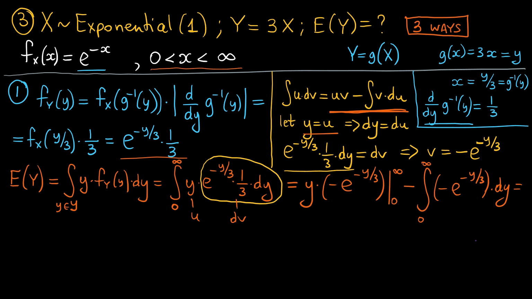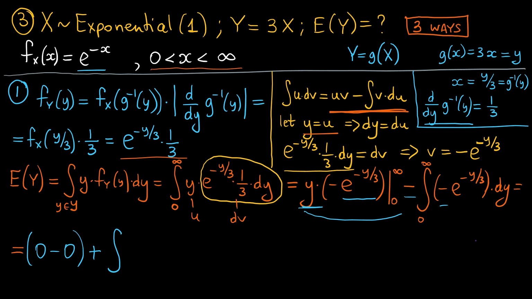And now let's see what we get. So this first one here is very straightforward, because as y goes to infinity, e to the power minus y over 3 will go to 0. So we'll get a 0 for that. And minus, when y takes on the value 0, this whole expression will be 0. Okay. Minus now the second one. Notice we got a minus in front here and a minus inside the integral, which will give us a plus. So I'll just write it as a plus.